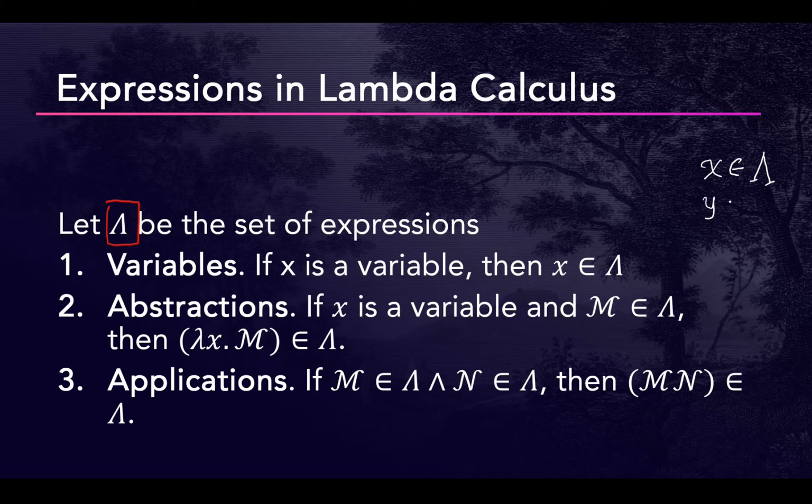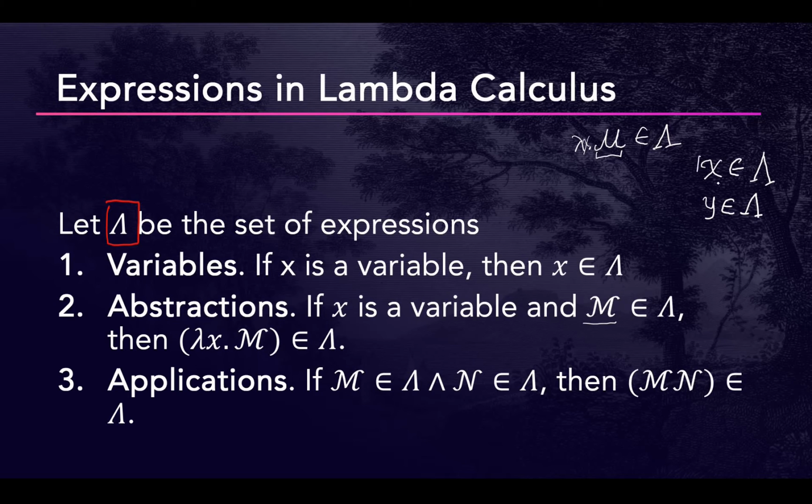Another variable, for example, y, is a member of the set of lambda calculus expressions because it is a valid lambda calculus expression. Another form of lambda calculus expression is the abstraction. If x is a variable and this fancy m right here is a member of big lambda, then an expression of the form lambda x dot m is a member of big lambda, meaning it is a member of the set of lambda expressions as well. What this means is that any lambda expression that you can imagine right here, as long as it takes this form, then it is also a valid lambda calculus expression.